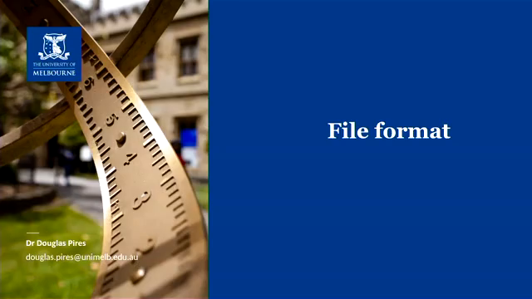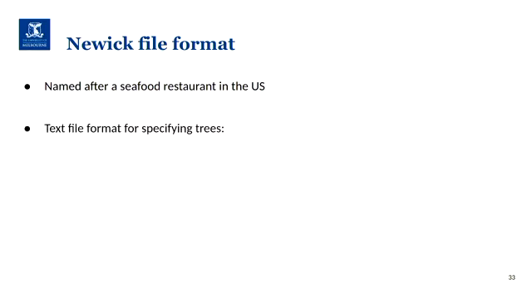And just to finish off, trees are usually represented in a particular format. You have a chance to actually play around with different tree construction algorithms next week. And most of them are represented in what's called the Newick file format. Usually when you create something new, you try to be quite creative with the name, and this is a terrible choice of name. Newick is just a seafood restaurant in the US. And it's basically a text file that specifies a tree.